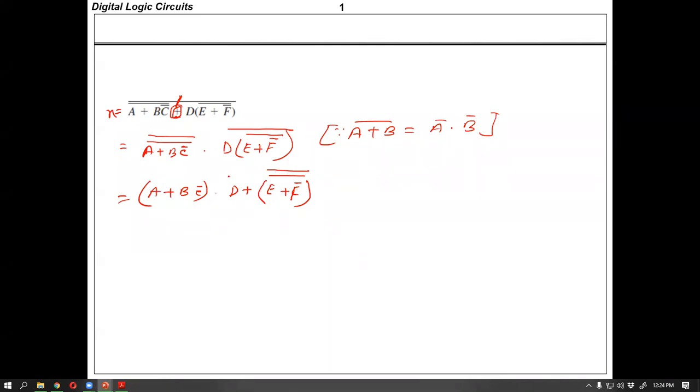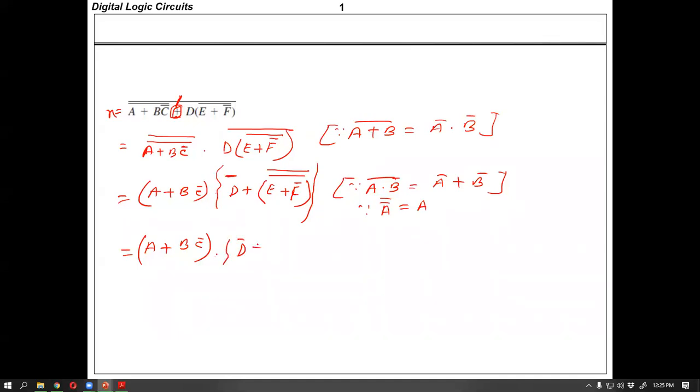So this also uses this formula: A dot B bar is equal to A bar plus B bar. Okay. And there is also another formula: A double bar is equal to A. Okay, so now A plus B C bar dot, suppose D bar plus these both are, so this vanishes, E plus A bar. Okay.